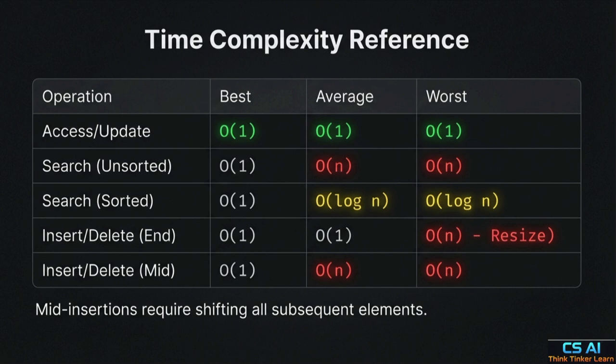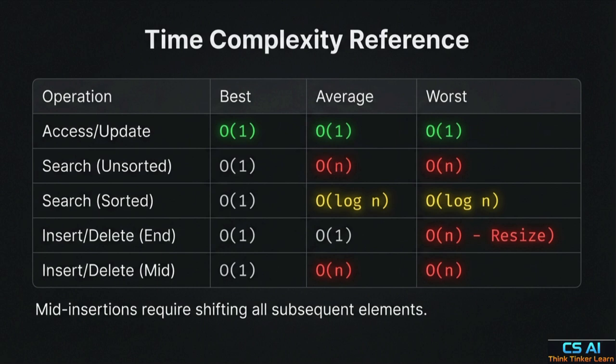Inserting or deleting at the end of a dynamic array is generally O(1), but we must remember the worst case O(n) when a resize is triggered. The most important lesson here is the cost of mid-insertion or deletion. Because arrays are contiguous, inserting in the middle requires shifting all subsequent elements to the right to make room. This is a linear time operation.